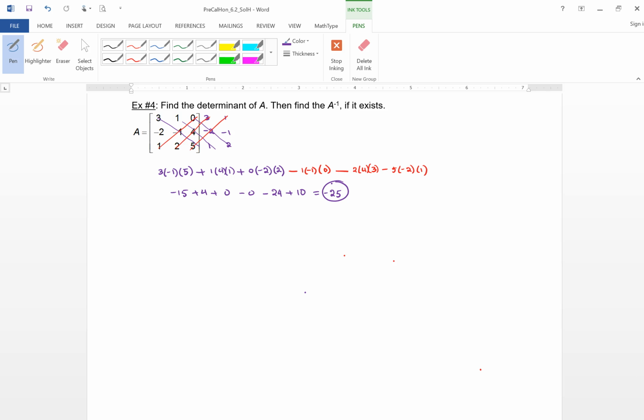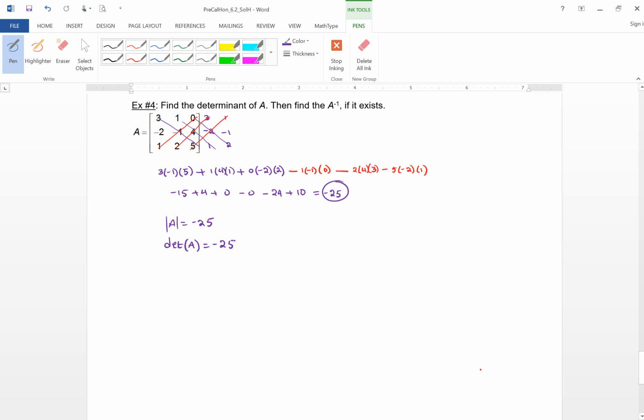I just subtract minus, minus, minus. The pluses are the first 3 and the minuses are the last 3. So the pluses are the ones that go left to right, and the minuses are the ones going the other way. Okay, so the way we write this is either determinant of A is negative 25, and so on. So this is the determinant.